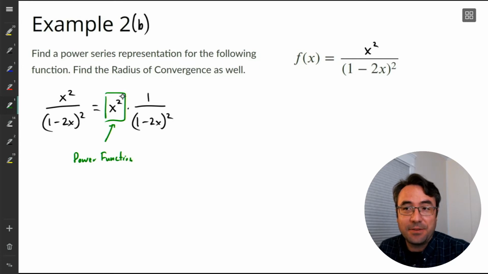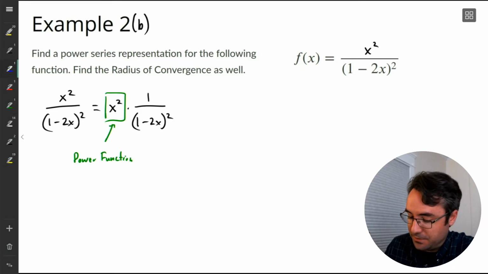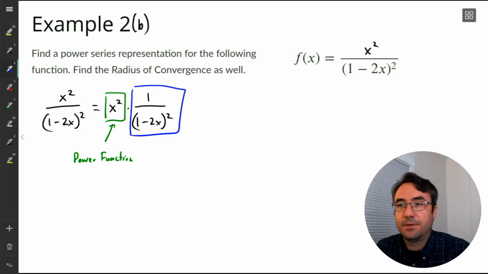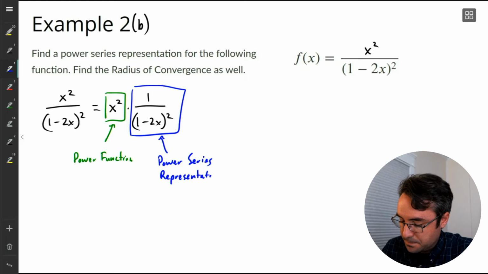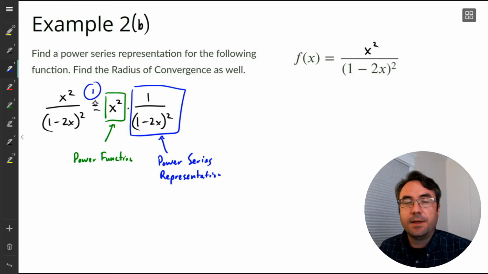It's this other piece here. This is where we need the power series representation for. The 1 over 1 minus 2x squared. So this is what we need our power series representation for. So this is step one, is look at the pieces of your function and see which piece is really requiring the power series representation. We're going to have to do everything, but in this case, this x squared, that's already good. It's this fraction here that we have to do something with.